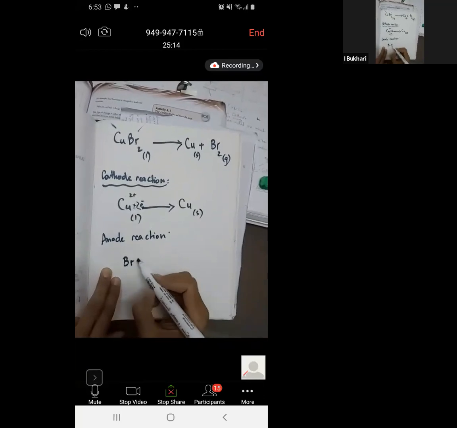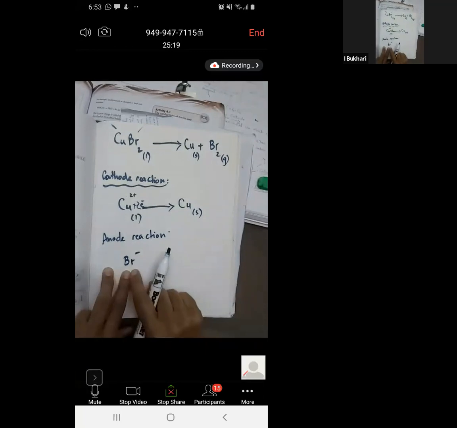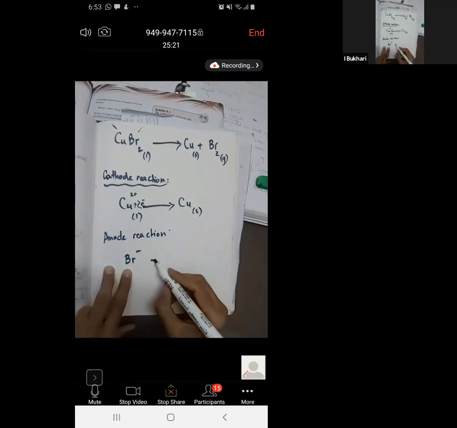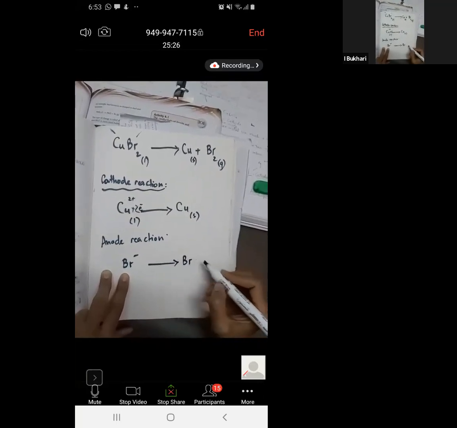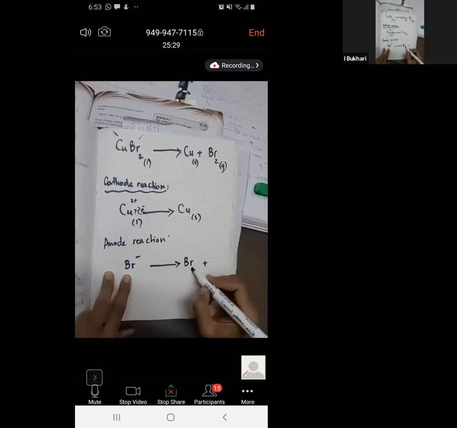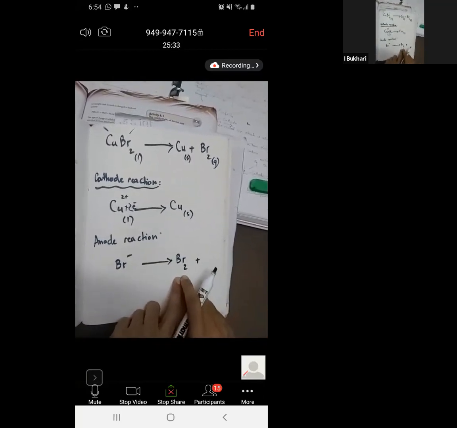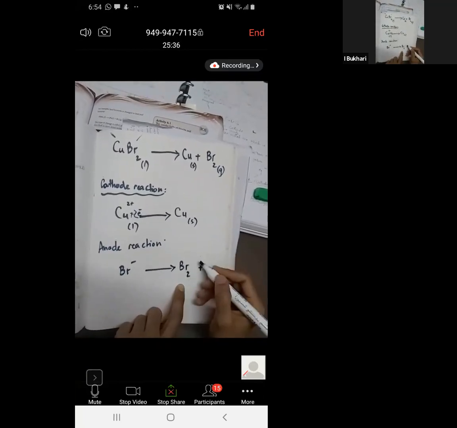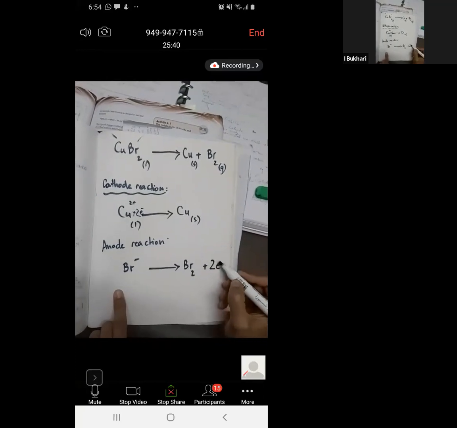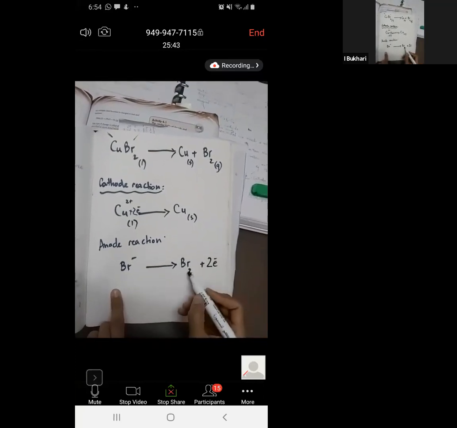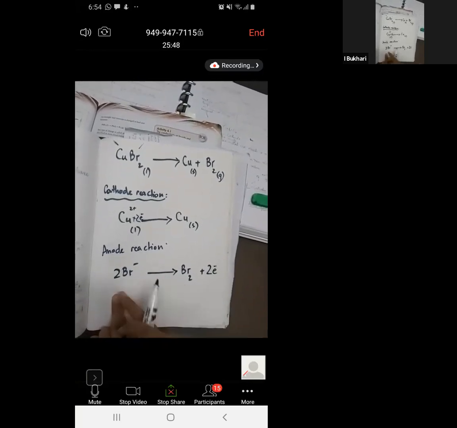Bromide, because it is in the ionic form, so I will write the ion. I started with the ions first, and then it lost 2 electrons. Why 2 electrons? Because it is released in the diatomic form, so each atom lost 1 electron, for a total of 2 electrons. So if this is 2, there should be 2 here. In order to balance, I just balanced.